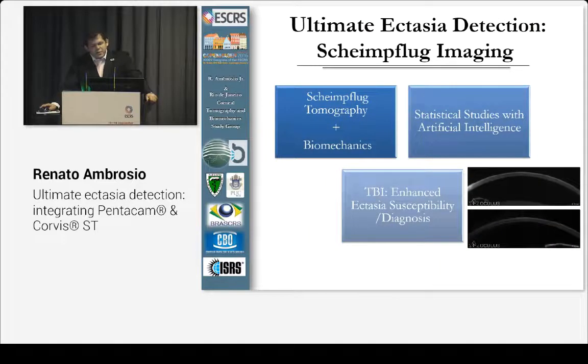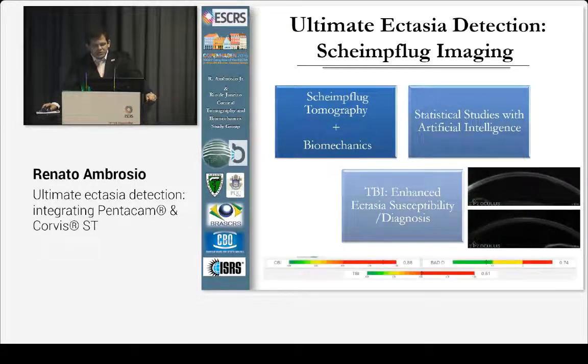So ultimate screening means that you have a combination of Scheimpflug tomography and biomechanics. We need to use statistical intelligence to understand the complexity of the data and to have this analysis so that you have final numbers. And the TBI is the way that we look at ectasia susceptibility for the diagnosis. So this type of combination will give you the ultimate screening for ectasia susceptibility, and today that may be even further developed for improving the accuracy of the surgery, depending on some of the parameters from biomechanics, to adjust the laser and the treatment parameters so that we can have better outcomes.